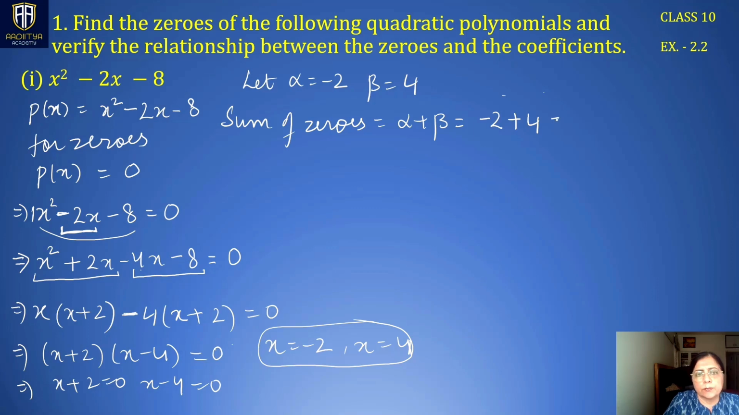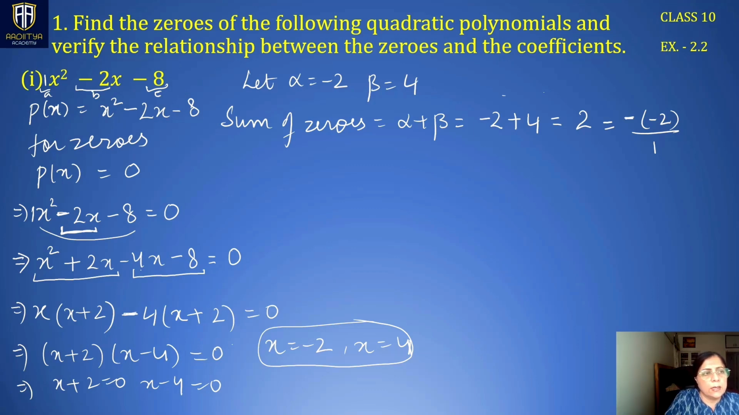What is that equal to? That is equal to 2. Now see, can it be written as minus b over a? What is minus b? B is negative 2. Your a is 1, b is negative 2 and c is negative 8. So the sum of the two zeros is positive 2. It is written as minus 2 over 1. You can see it has to be minus b by a. So I have put minus here.